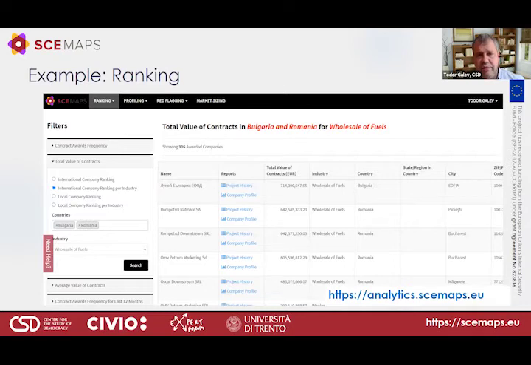Here is just an example of the ranking. You see, in this case, on the left, I choose from the available filters international company ranking per industry. I choose two countries and 1 sector, wholesale fuels, and it ranks by the total value of contracts. So how much each company has received from public procurement, and the system ranks the companies according to the total value, and at the top are always the companies with the highest values.